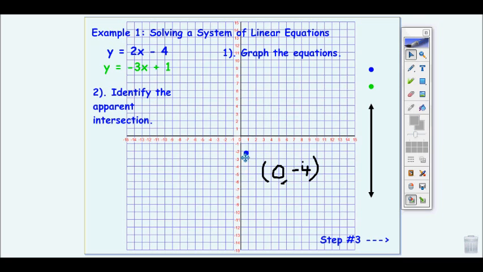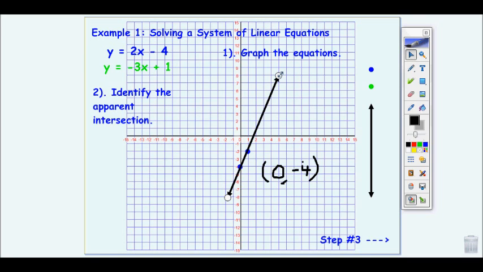Let's put our first one at 0, negative 4, which is my y-intercept right here. And now I'm going to apply this slope, which is 2 over 1. So we're going to go up 2 and over 1 because that's a positive slope. And I'm going to go ahead and put this line through my points. There we go.